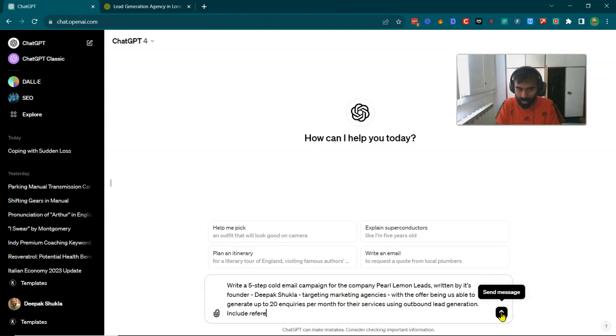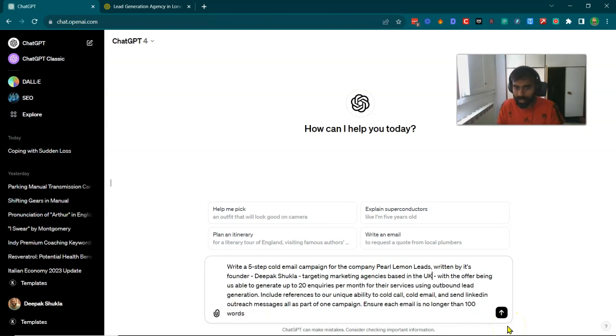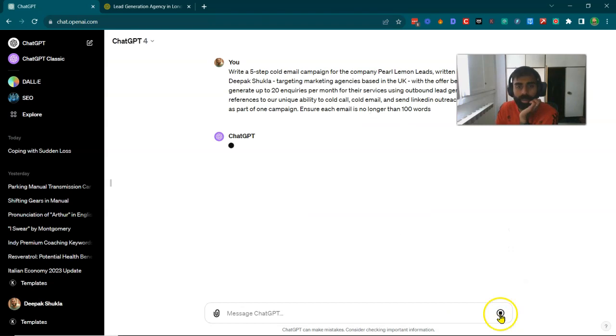Include references to our unique, this is we need to know USP, to cold call, cold email, and send LinkedIn outreach messages, all as part of one campaign. And this is the key bit. Ensure each email is no longer than 100 words. Marketing agencies based in the UK. So now let's just see what it produces. So here we go.